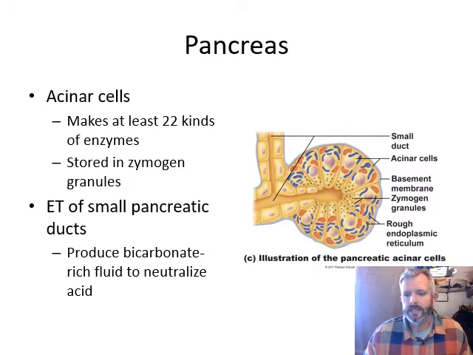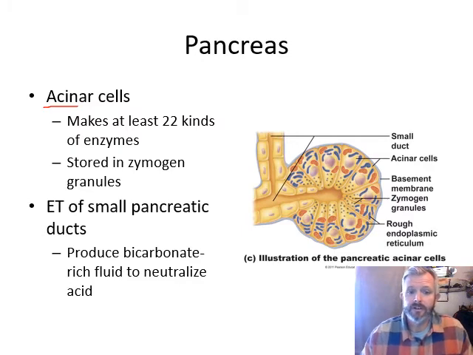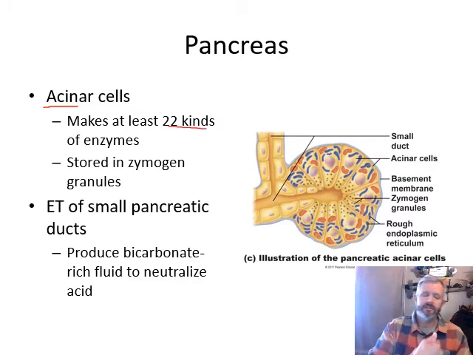All right, so here is kind of the setup of these in the pancreas here. All right, we have acinar cells. That's the bulk of the cells here. And what are they going to be making? They're going to be making the enzymes. They're going to be making hopefully about 22 kinds of different enzymes that break down carbohydrates, that break down the proteins, lipases that break down the lipids.